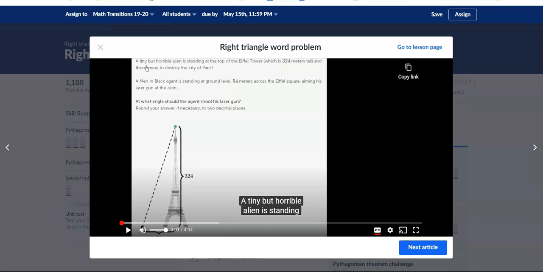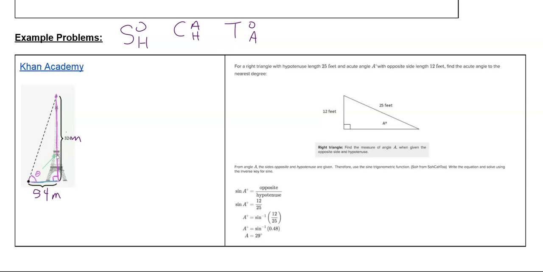So let's go ahead and fill in that 54 meters because our picture doesn't have it. All right, so I also plugged in the meters because that was bothering me. So we have this angle here is the angle where our man in black agent is hanging out. This is our dude. He's hanging out across Eiffel Square, and he wants to kill the alien who's up here. And so we are going to figure out what theta is. That little circle with a line through it is theta. So what is the measure of theta?